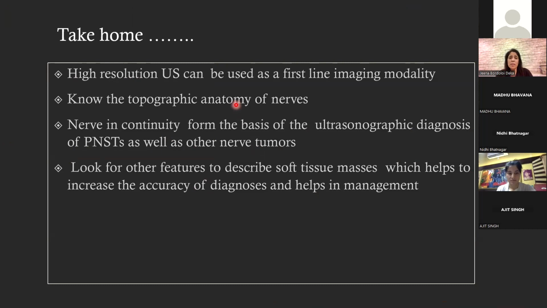But we've got to remember that, be it a PNSTS or a traumatic neuroma or even a non-neural tumor like a hemangioma or a ganglion or a fibrolipomatous hamartoma, in order to say that this is a nerve tumor, we have to demonstrate the nerve in continuity. But as I said, nerve in continuity can be seen only in 90% of cases. In small tumors, we might not be able to demonstrate it. And then we can take the help of other features like the split fat sign or maybe the target sign, which can help us reach a definitive diagnosis.